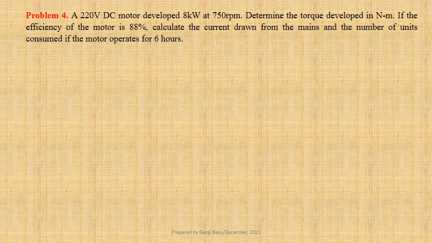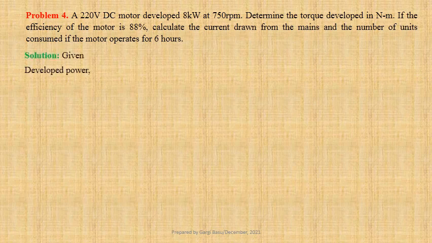A 220 volt DC motor developed 8 kilowatt at 750 RPM. We have to determine the torque developed in Newton meter. If the efficiency of the motor is 88%, we have to calculate the current drawn from the mains and the number of units consumed if the motor operates for 6 hours. Let us first write down the given data.